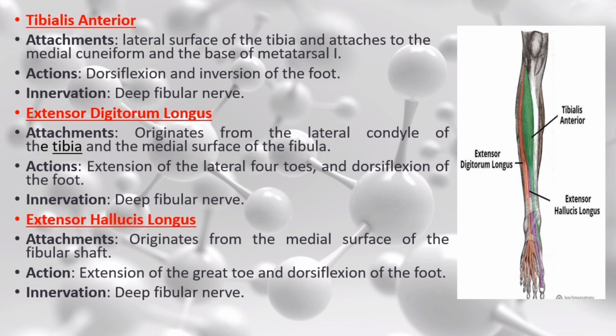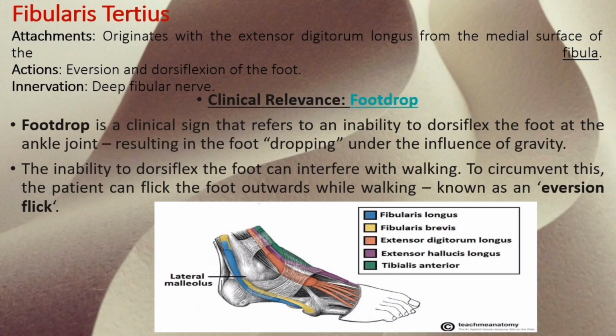Innervation. Deep fibular nerve. Extensor hallucis longus. The extensor hallucis longus is positioned deep to tibialis anterior and extensor digitorum longus. Its tendon emerges from between the 2 muscles to insert onto the big toe. Attachments. Originates from the medial surface of the fibular shaft. The tendon crosses anterior to the ankle joint and attaches to the base of the distal phalanx of the great toe. Action. Extension of the great toe and dorsiflexion of the foot. Innervation. Deep fibular nerve.